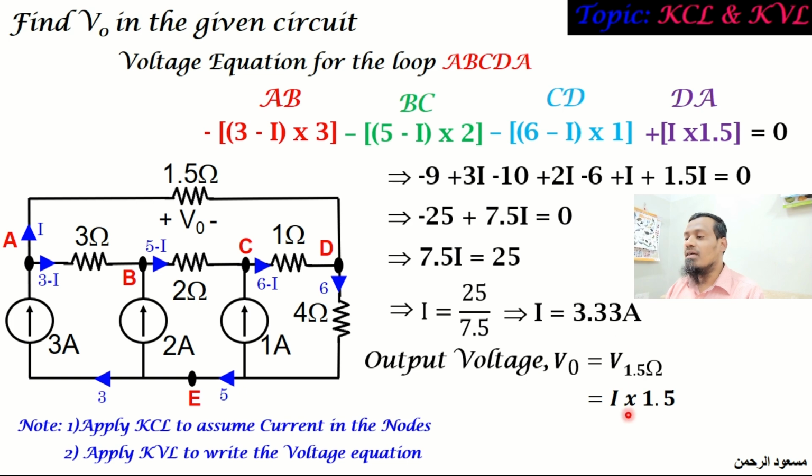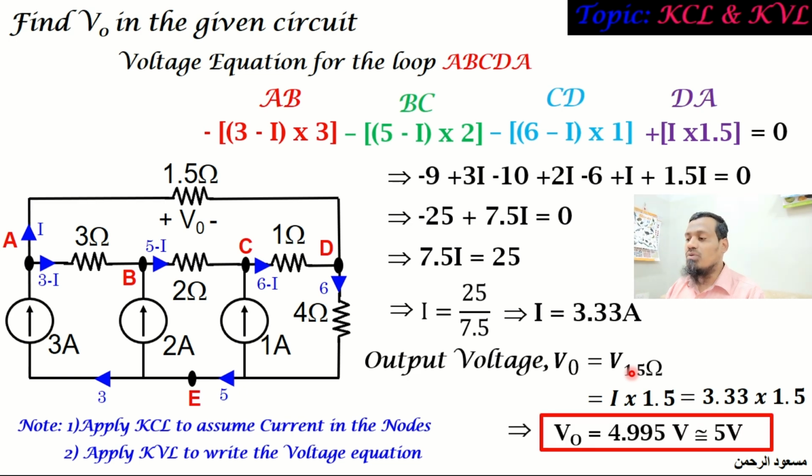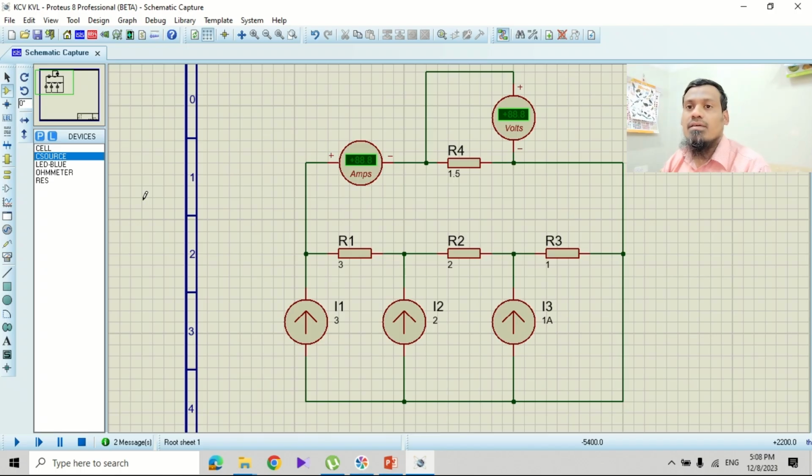So this current you can substitute in the required place to find V0. So V0 is equal to 3.33 multiplied by 1.5, which will give you the required output voltage. V0 is equal to 4.995, approximately 5 volts. We're going to simulate the same network that we have just solved and correlate the answers with the simulation result.